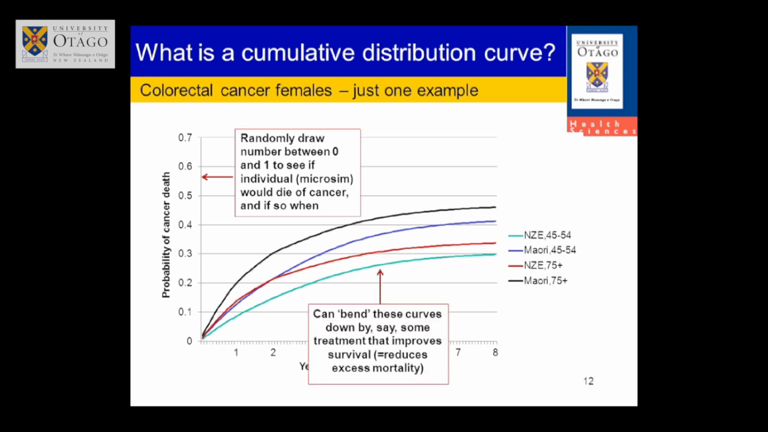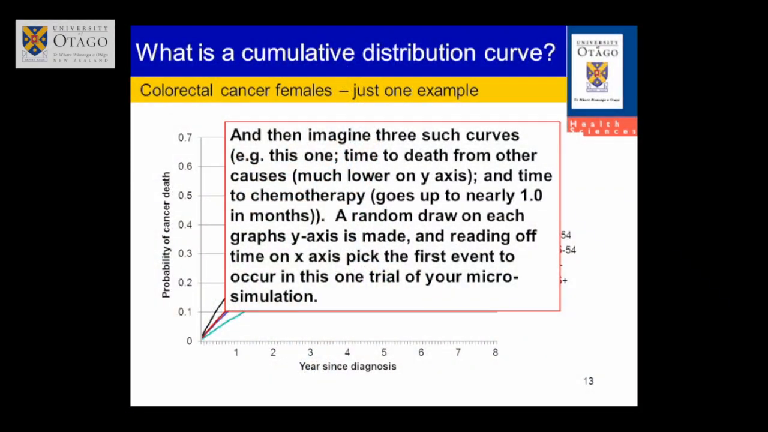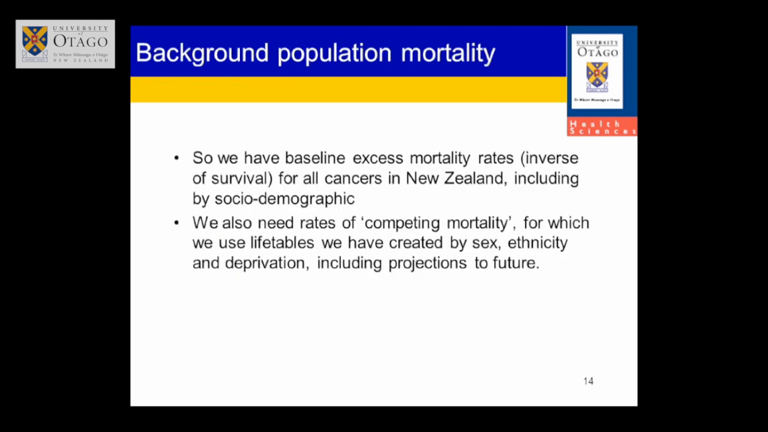And then the important point is when we model interventions, essentially what we do is we bend those curves down. So if we're going to improve survival, we're going to bend that curve down so that somebody who was randomly had a 0.3 and just died at 8 years, if they were New Zealand European 45, 54, will now become a survivor. That's how we do the modelling. Okay, so if you've just zoned out, we're just about finishing the methodology here. We do the same sort of thing for background mortality as well as cancer survival, and also time to treatment.